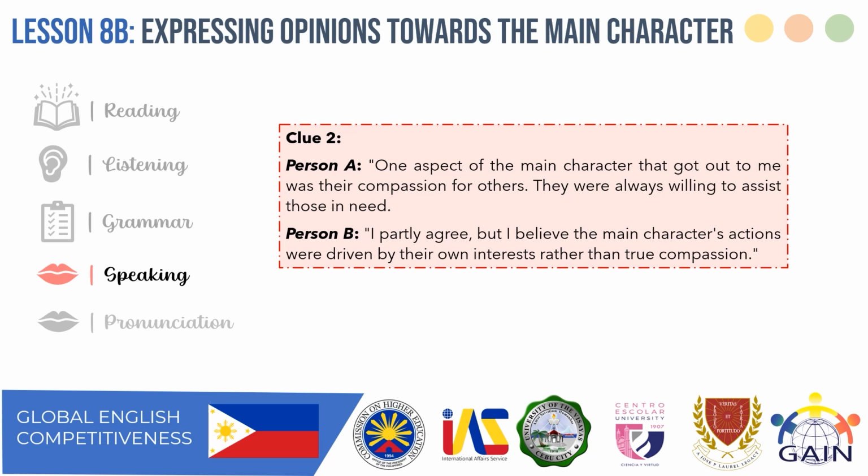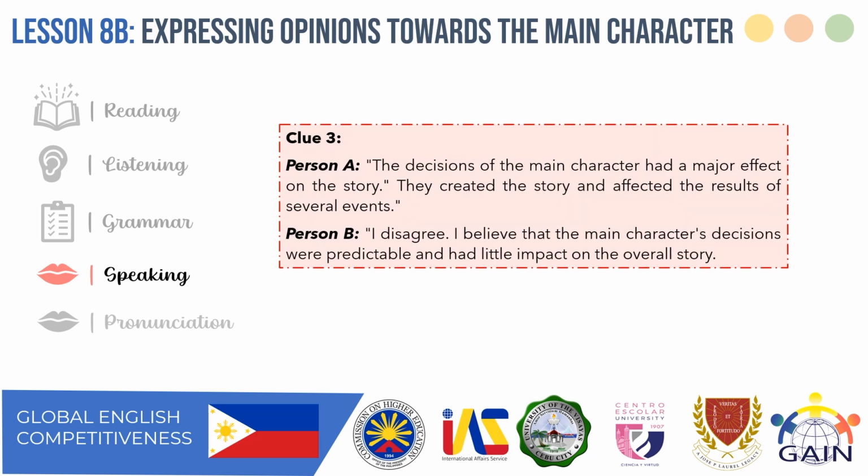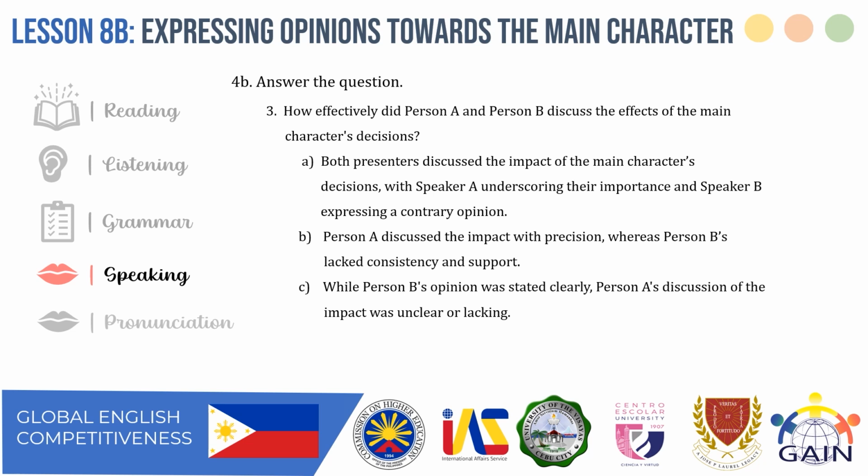Now answer the following question. The decisions of the main character had a major effect on the story. They created the story and affected the results of several events. Now answer the following question. Let's check if you got the answers correctly. Here are the answers to the activity.